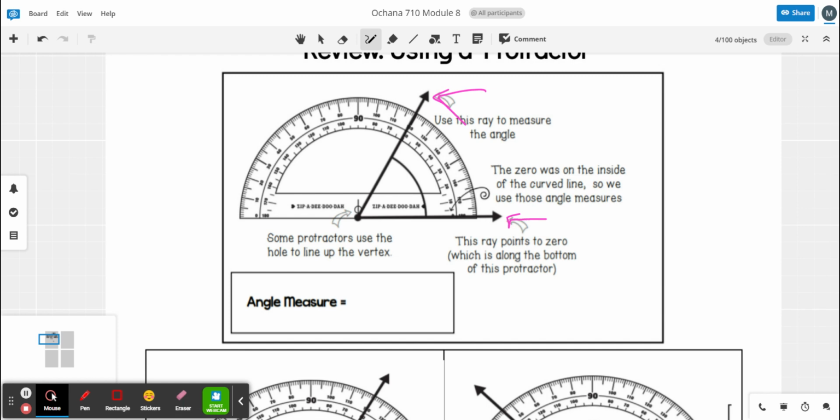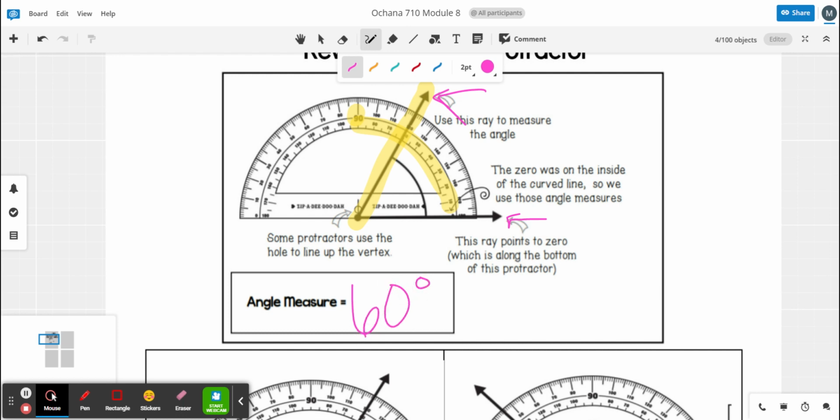So in this diagram, as you can see, this ray right here is before 90. So you want to look at the inner numbers that are going all along here, okay? Because we know that whatever angle this is, it has to be less than 90. And if you look at your paper, it's between 50 and 70. So we know that this angle measure is 60 degrees.